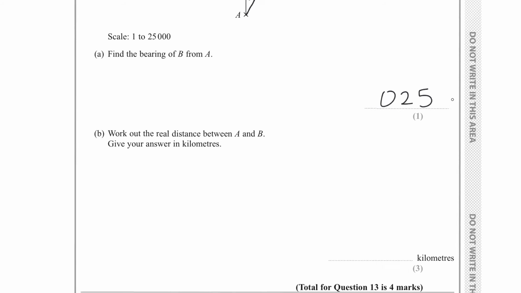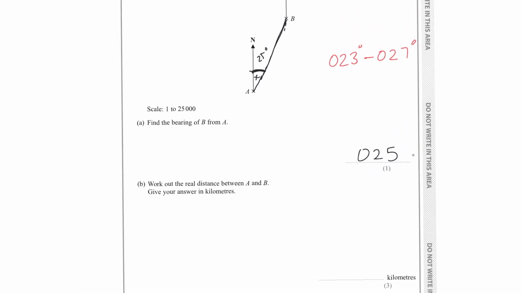It now wants us to work out the real distance between A and B. What you would do is use your ruler to work out the distance from point A to B. Your ruler should give an answer of around 5 centimeters. Again, the mark scheme allowed anywhere between 4.8 to 5.2 centimeters. And with your 5 centimeters, bear in mind it says the scale is 1 to 25,000.